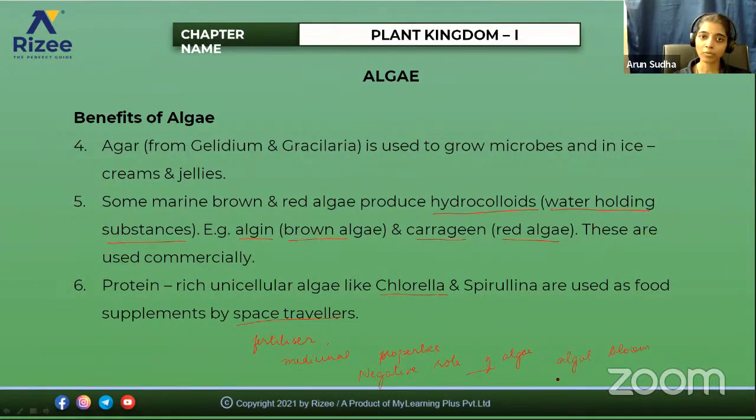And also in the case of seas, what happens is that on the boat surface or on the vessels, these algae stick to it, and it causes the corrosion of the boats. So there are also negative roles of algae. They cause corrosion of surfaces. So there are benefits and also some disadvantages of these algae.